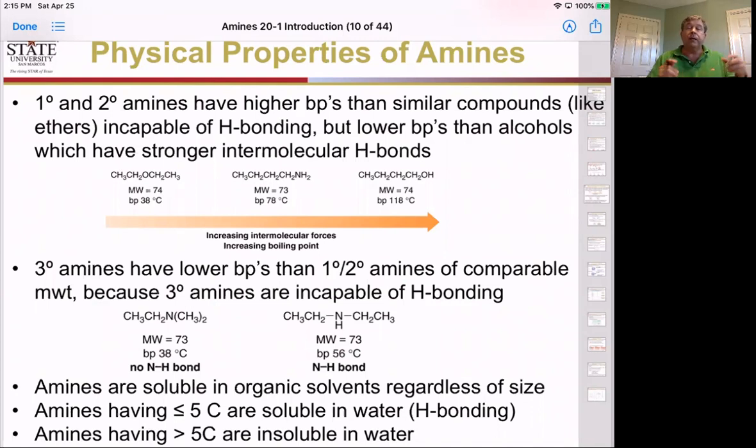Now note, once we get that third substitution on the amine, all we have is a lone pair left. We do not have a hydrogen that hydrogen bonds. Therefore, the benefit or the raised boiling point and melting point we get from that hydrogen bonding goes away and the melting point or boiling point drops, okay? Most amines are soluble in organic solvents, regardless of size. However, if they're 5 carbons or less, they tend to be water soluble because of hydrogen bonding. If they're more than 5 carbons, they tend to be insoluble in water.